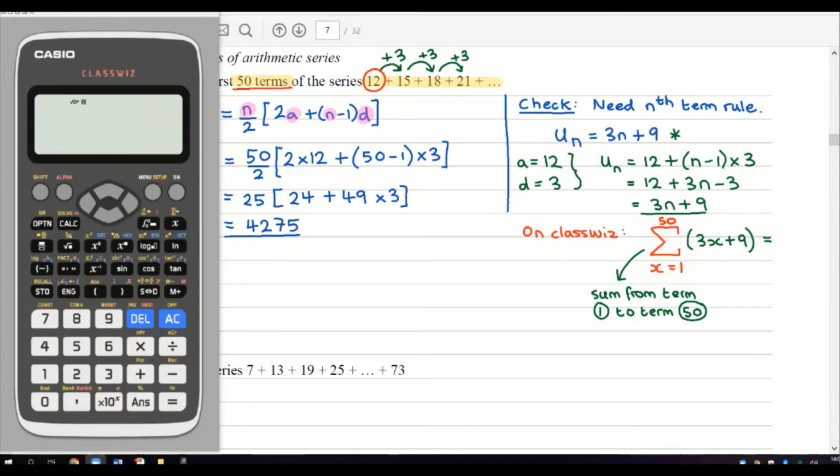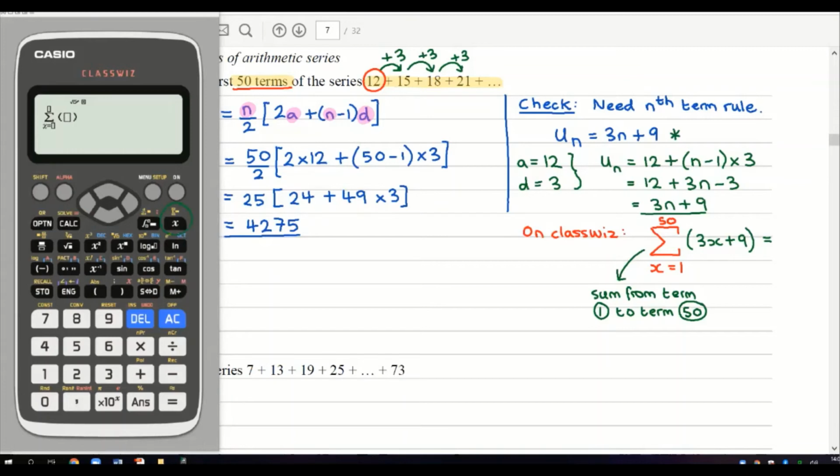Okay. So on your ClassWiz, the way to do a summation is to press the Shift key and then the X button. If you'll notice, if you press the Shift and the X button, which is just here, you can see in yellow, it's the little summation. Now, that basically means it's going to add up the terms of a series for you.